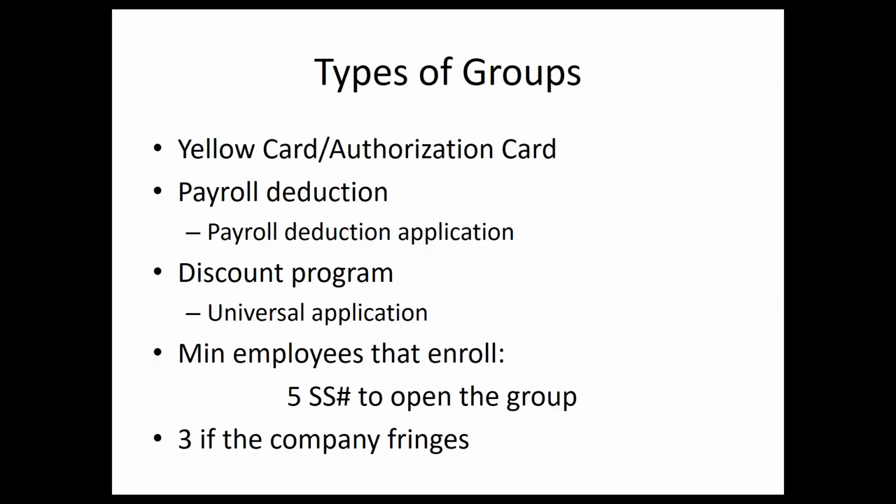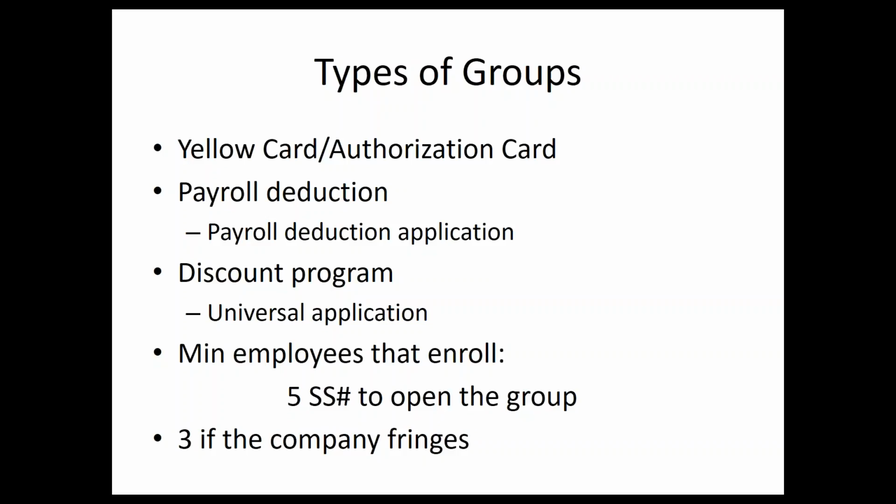Now, types of groups. Okay, so we used to have 2 different color cards. We just have 1 card right now, which is called the authorization card or the yellow card. And guess why it's called yellow card? Because it's yellow. All right, so we have 2 ways that we can sign up groups or employers. Let's talk about employers, because a nonprofit can be an employer. They can't get the small biz plan, but they sure can sign up for the employee benefit.